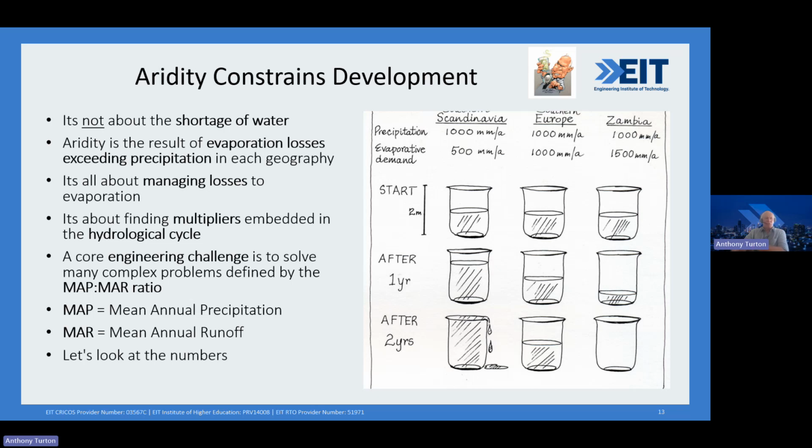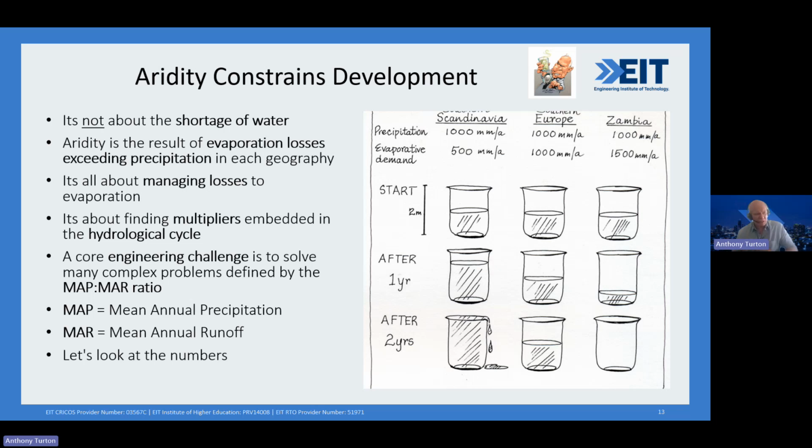So here we've got a simple hand drawing. We've got three different regions. If you look at the top, we've got Scandinavia, we've got Southern Europe, and we've got an African country, Zambia. And what's interesting about each of those is they've each got 1,000 millimeters per annum of rain. So they've got a similar amount of precipitation per annum. But if you look at the next line, the evaporative demand differs fundamentally. So Scandinavia, the loss of water to the atmosphere, is 500 millimeters per annum. In Southern Europe, it's 1,000. And in Zambia, it's 1,500.